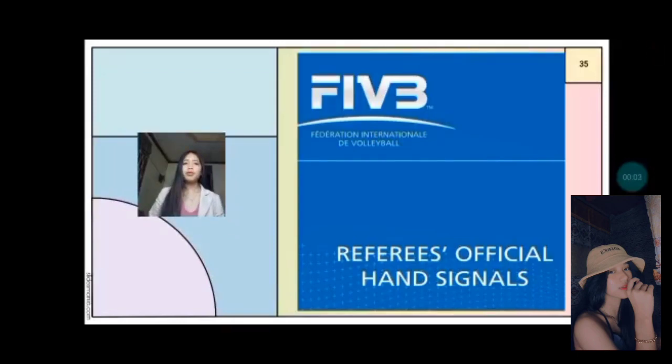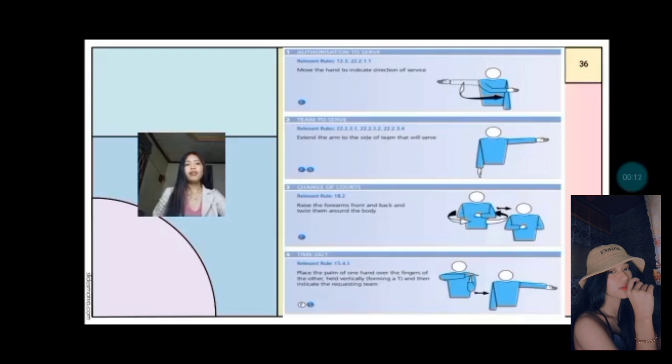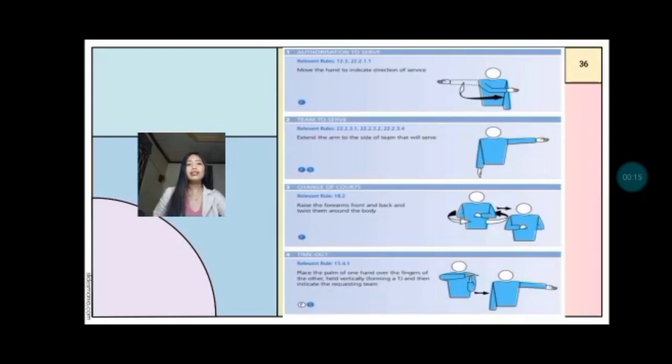Good day everyone, my name is April Rose Tarle, and I'm going to discuss to you about the referee's official hand signals. So, number 1 of the official hand signals is the authorization to serve, or this is the time where the game starts. Move the hand to indicate direction of the service. Second one is team to serve, other team to serve, or the first serve determined by a volley. Extend the arm to the side of the team that will serve.